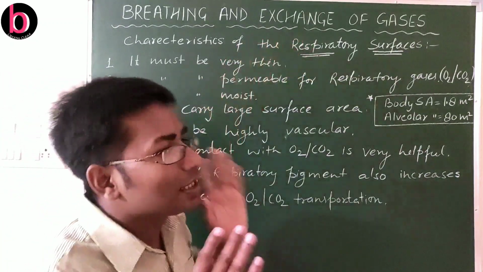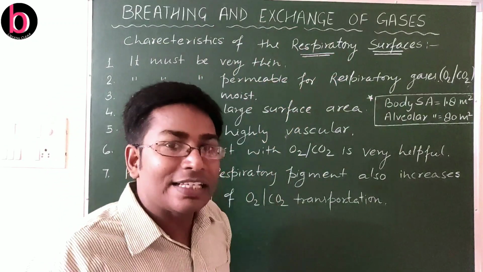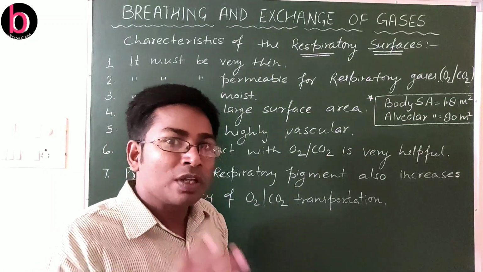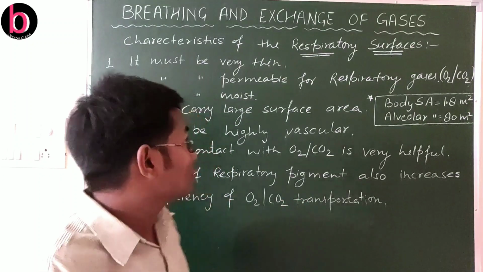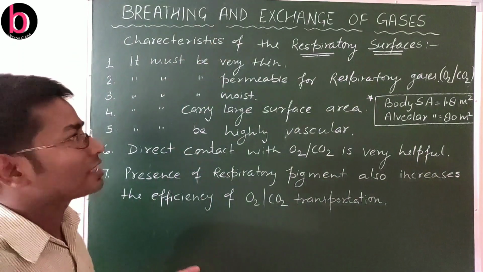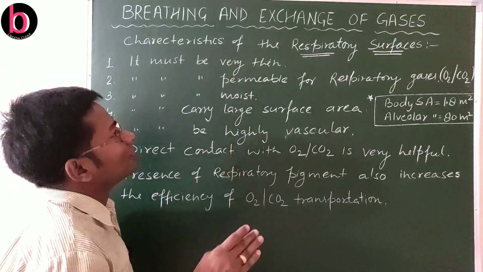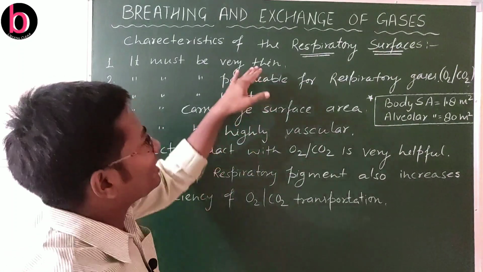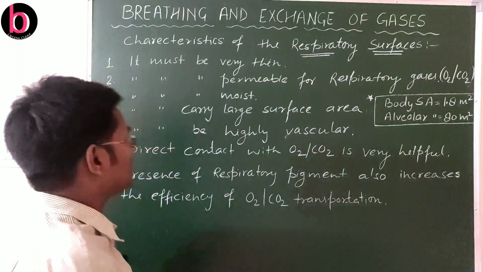Exchange of gases, this is mainly because of diffusion. So the characteristics of respiratory surfaces also follow the principles of diffusion. As we know, diffusion always occurs from higher concentration to lower concentration. So same thing is here. These are the characteristics that must be present for a respiratory surface for increasing the efficiency. So first, surface must be very thin. If surface is thin, then gaseous exchange is easy. Thick surface reduces the gaseous exchange efficiency.